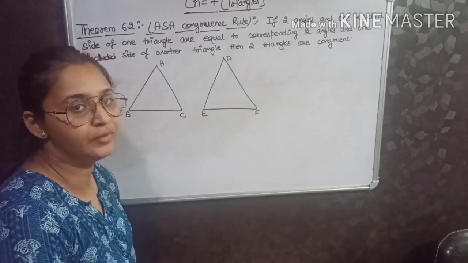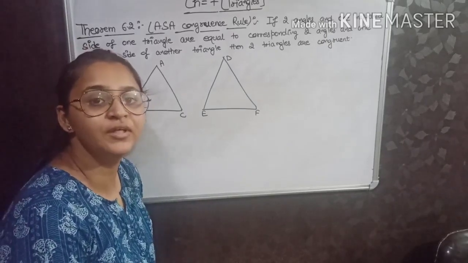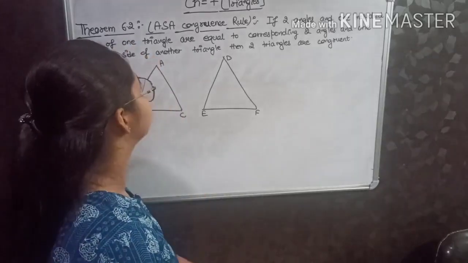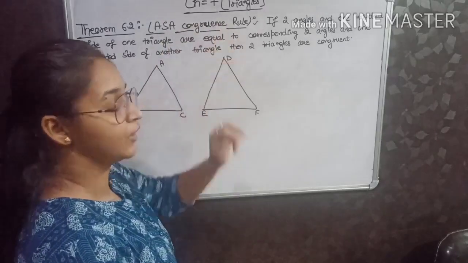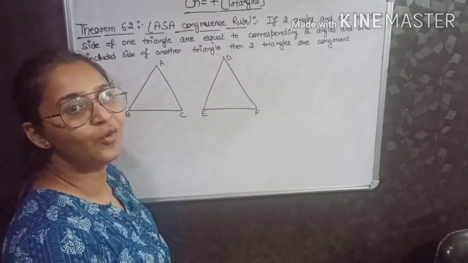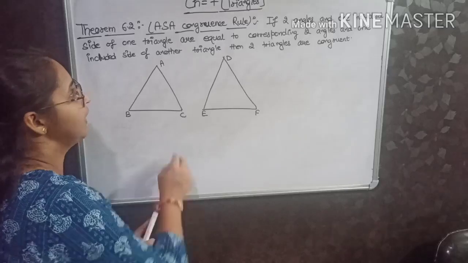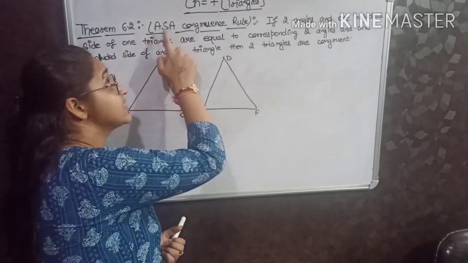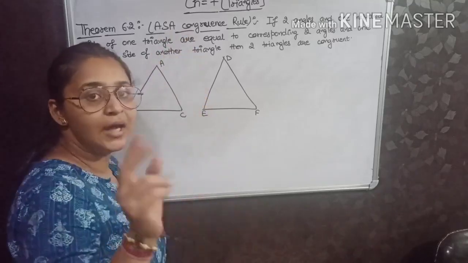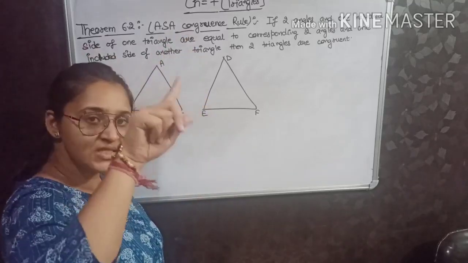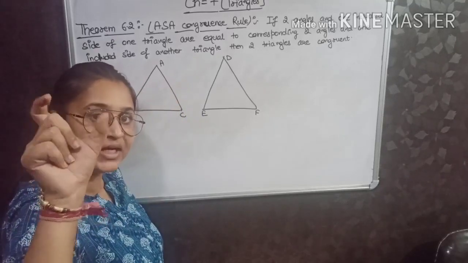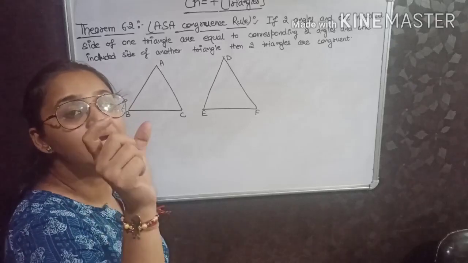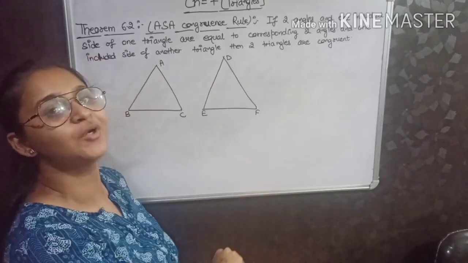Here is another theorem, another rule to check whether two triangles are congruent or not. Theorem 6.2 is the ASA congruence rule. Now I know that you all have got what I am doing. ASA means first I am taking angle, then side and then angle. It means I am taking two angles now. Previously I took two sides and one included angle. Now I will take two angles and one included side between the two angles.